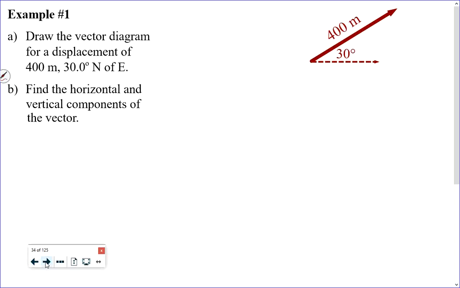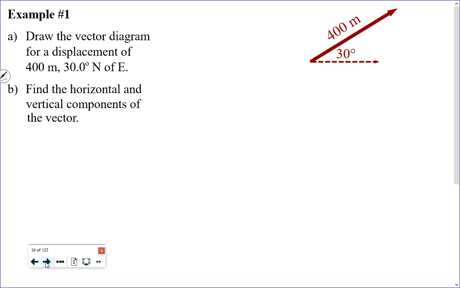If you walk 400 meters, 30 degrees north of east, will you have traveled north in the process? Yes. You will have traveled east and north. And would you agree that if you walk 400 meters 30 degrees north of east, I could get to the same position by walking east, stopping, and then walking north? That's what the components are.